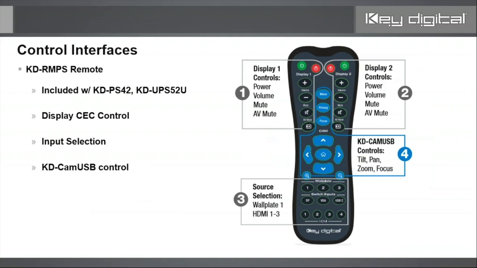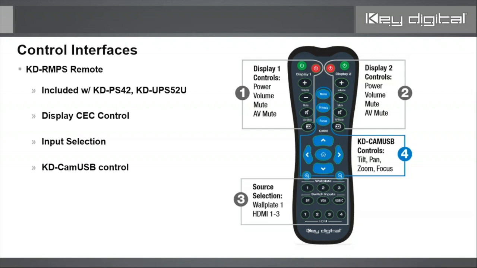In some applications, they maybe only want to have a remote control, and look at the remote control that comes with your Key Digital presentation switcher. This is included in the box, and you see at the top there, top left and top right, we have the CEC display control commands for display 1 and display 2. On, off, discrete red and green buttons, volume plus, volume minus, audio mute, and AV mute.